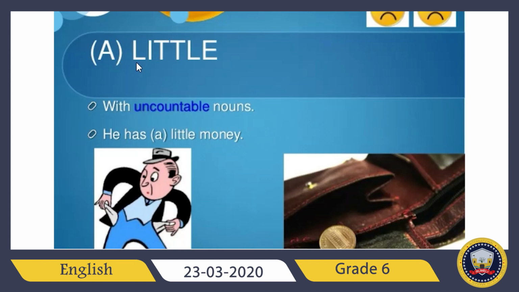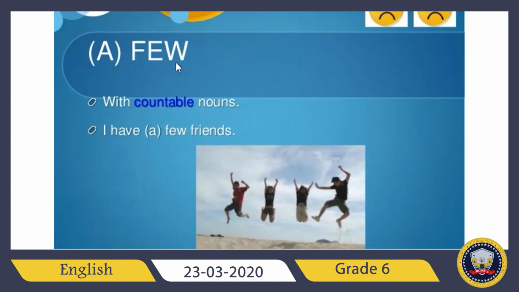In other words, when you say "I have little money," it means that, for example, you can't go to a restaurant because you have little money and you can't pay for your food. But when you say "I have a little money," it doesn't have any negative meanings. Maybe you can go to a restaurant, maybe you can pay for your food, or you can buy something, it's all right. On the other hand, again, the same happens for "few" and "a few."